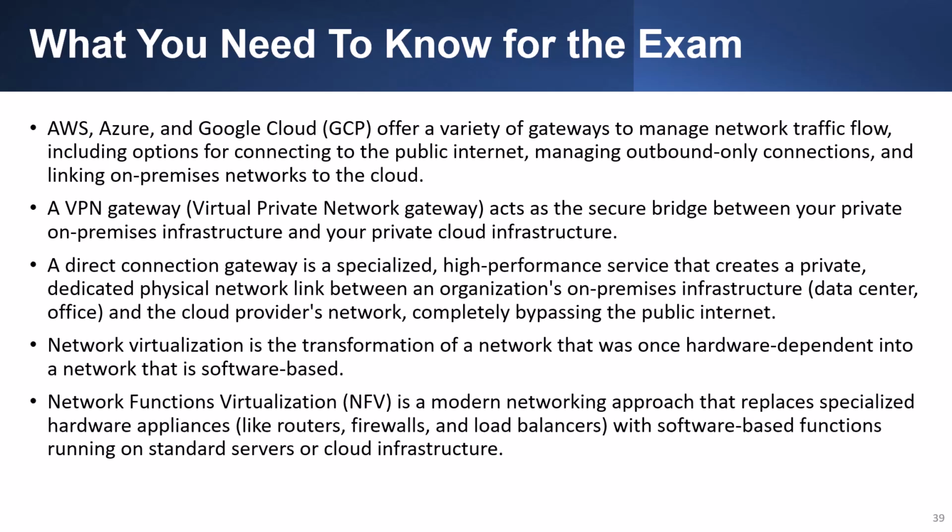AWS, Azure, and Google Cloud offer a variety of gateways to manage network traffic flow, including options for connecting to the public internet, managing outbound only connections, and linking on-premises networks to the cloud. A VPN gateway, or virtual private network gateway, acts as a secure bridge between your private on-premises infrastructure and your private cloud infrastructure. A direct connection gateway is a specialized high-performance service that creates a private, dedicated physical network link between an organization's on-premises infrastructure, such as data centers and offices, and the cloud provider's network, completely bypassing the public internet.